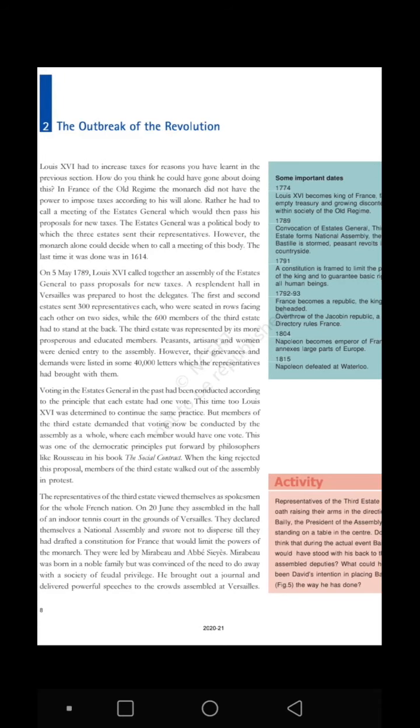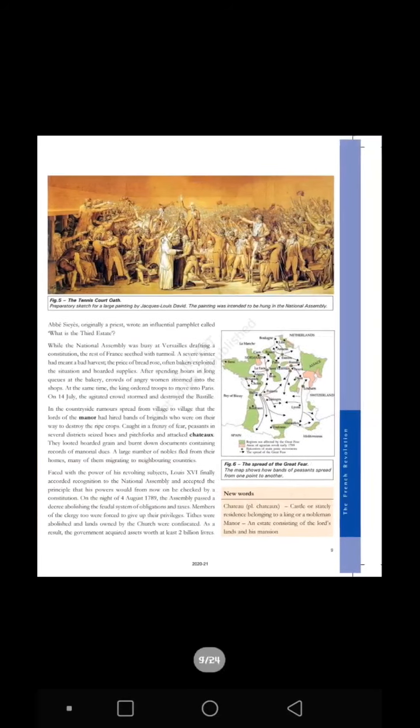Take a look at figure 6, the spread of the Great Fear. The map shows how bands of peasants spread from one point to another. New words. Chateau, chateaux: castle or stately residence belonging to a king or a nobleman. Manor: an estate consisting of the lord's lands and his mansion.